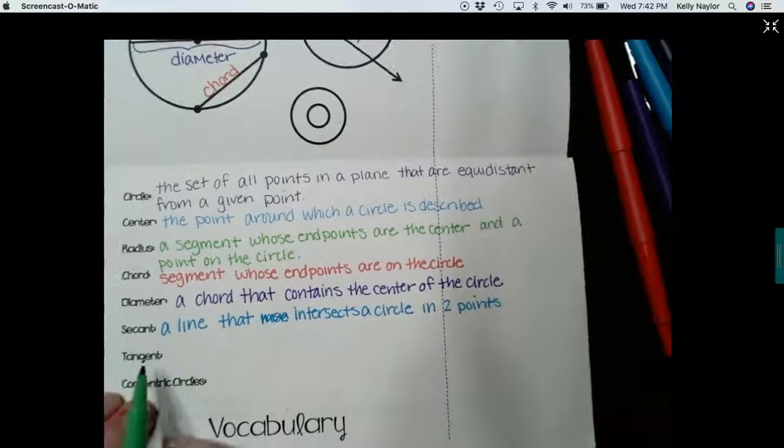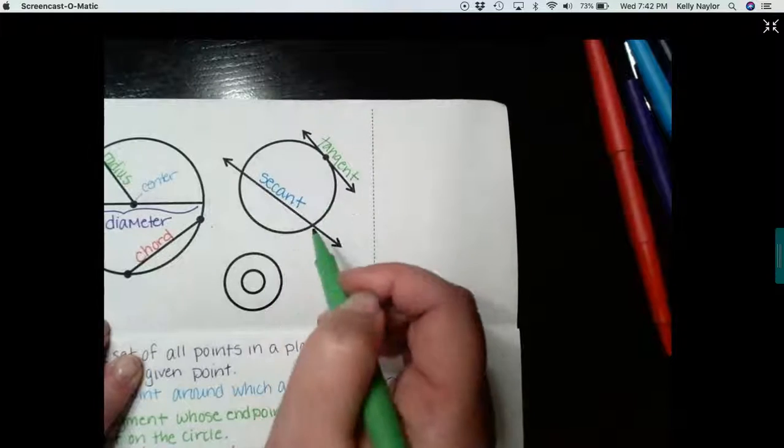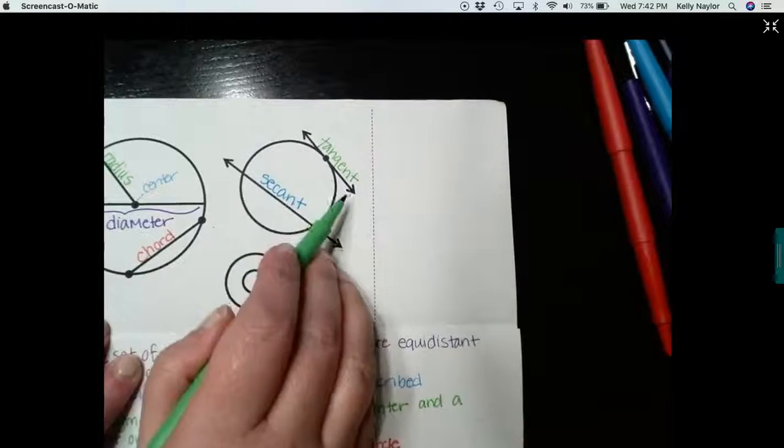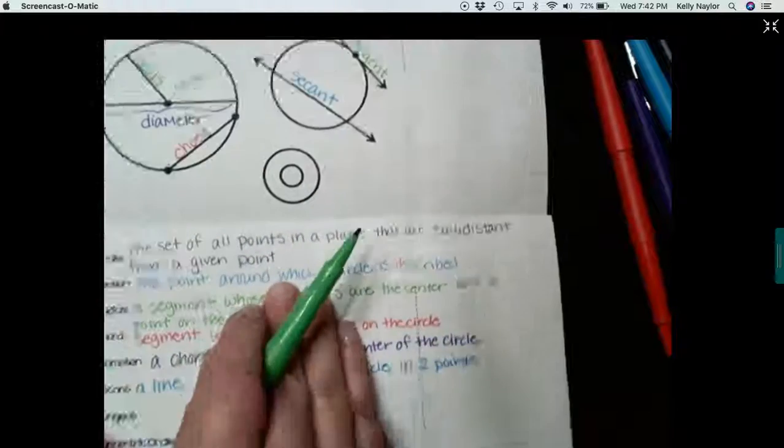Okay, next we have tangent, and this is not to be confused with the tangent that we just talked about with our right triangle trigonometry. This is a different type of tangent. I'm going to label my tangent on my picture. So again, upper left circle, upper right circle. Here's my tangent. So that tangent, it's also a line.